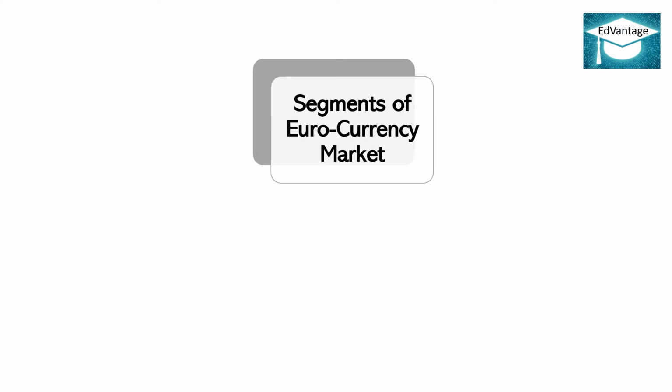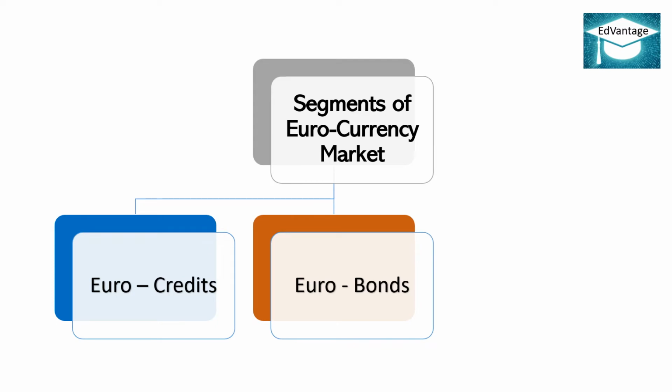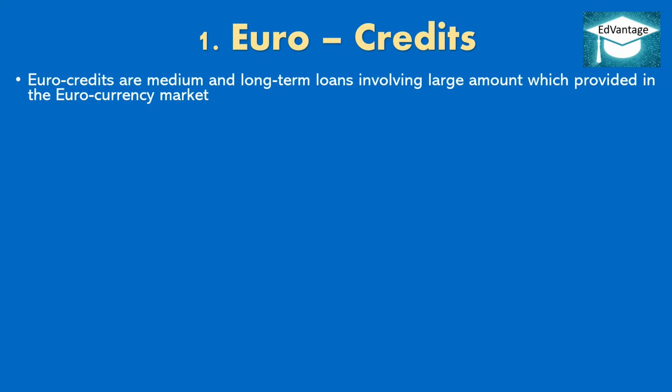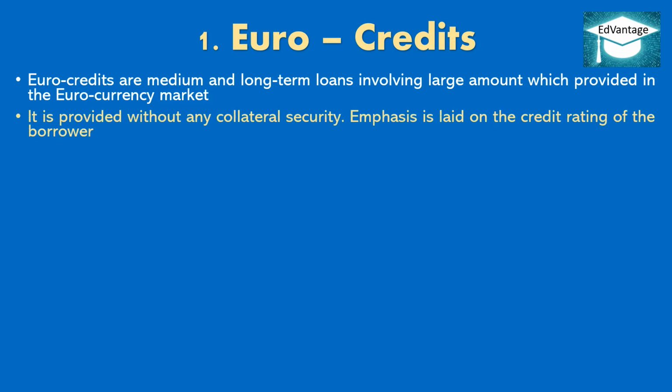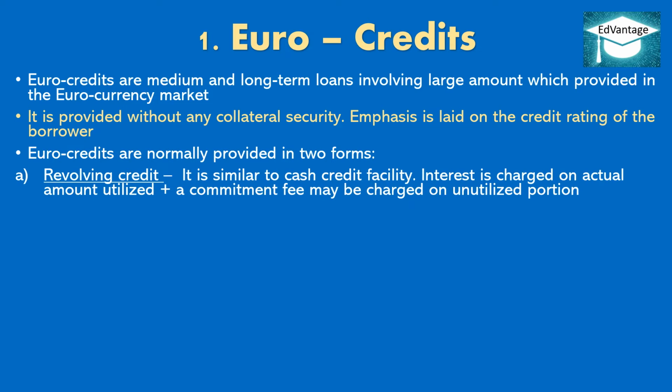The segments of euro currency market includes euro credits, euro bonds, and euro currency deposits. 1. Euro credits. Euro credits are medium and long-term loans involving large amount which provided in the euro currency market. It is provided without any collateral security. Emphasis is laid on the credit rating of the borrower. Euro credits are normally provided in two forms. Revolving credit. It is similar to cash credit facility. Interest is charged on actual amount utilized, plus a commitment fee may be charged on unutilized portion.